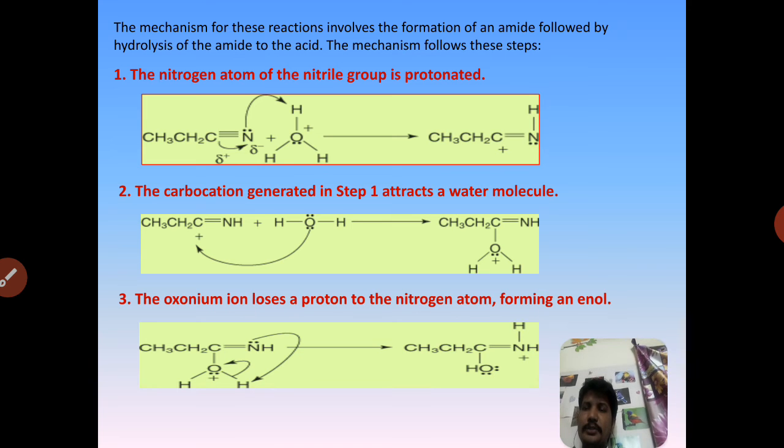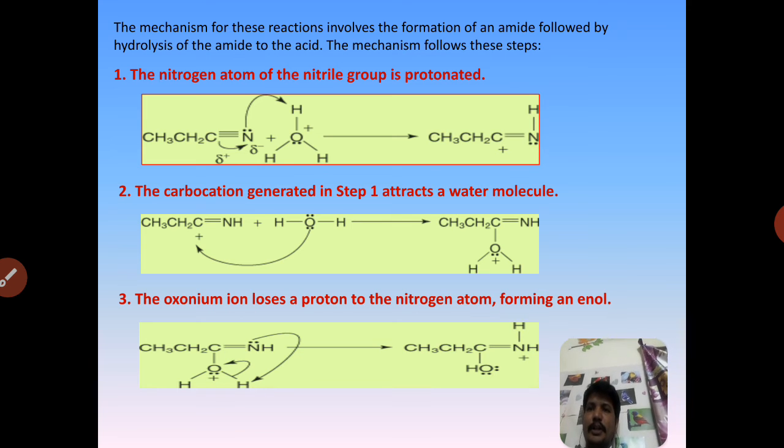Here we have used ethyl nitrile. Ethyl nitrile attacks the water molecules, in which the nitrile nitrogen accepts a proton and becomes a carbocation. On this carbocation, the oxygen from the water molecule attacks and it becomes again an intermediate.